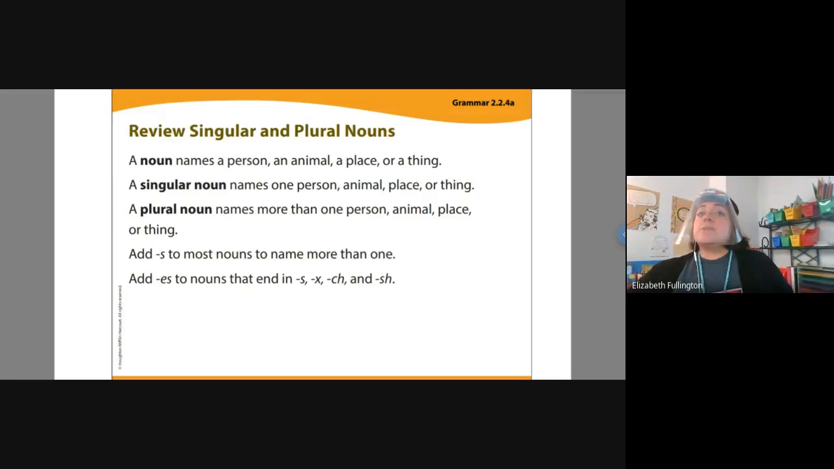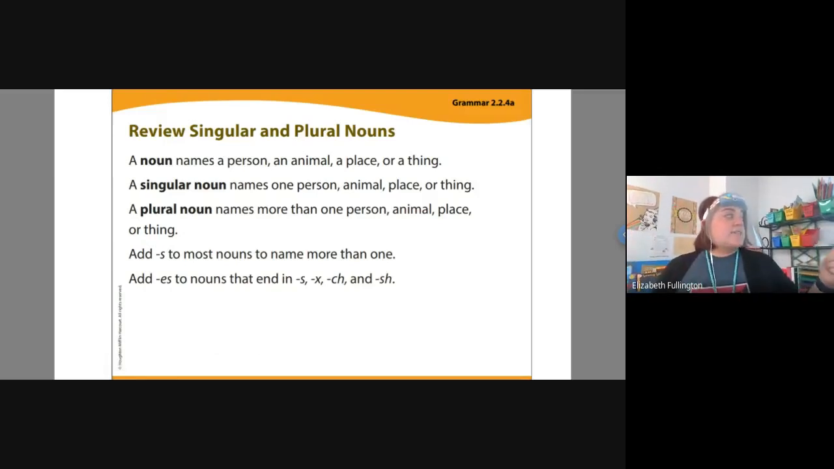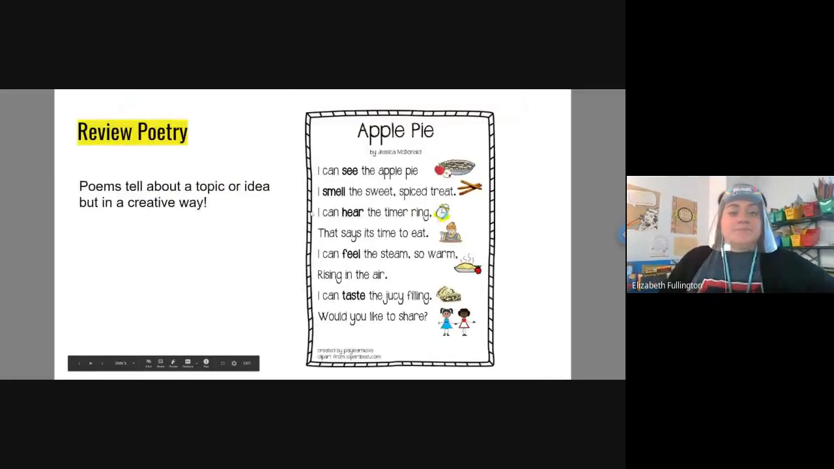So remember Miss Felinda said box or fox? If we want more than one fox, what would it be? Foxes. If we had a bush and the house had more than one bush, what would it be? Bushes. Good job. All right, so those end in ES only. So words that end with an S, X, CH, SH. If there's more than one bus, what would it be? Buses. Good job.